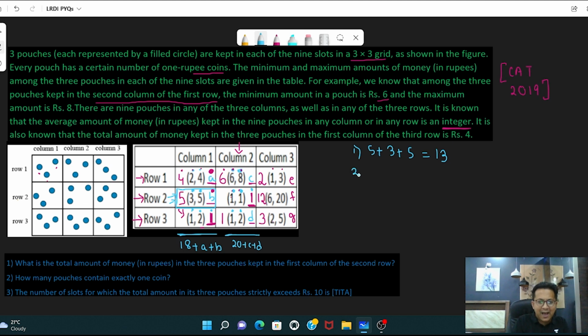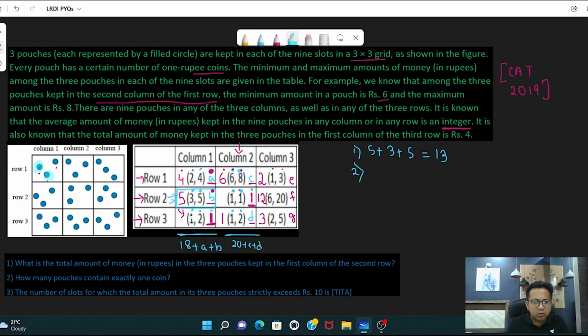Number 2, how many pouches contain exactly 1 coin? Remember, each of these is a pouch. All the numbers that you see represent a pouch. So whatever they're asking you, basically they're asking you how many ones are there.